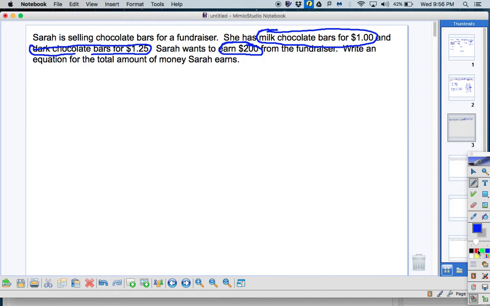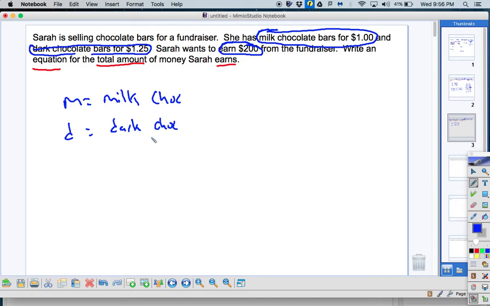So what is our task? Well, our task is right here. We need to write an equation for the total amount of money Sarah earns. Okay, so we're talking about money, we're talking about earning, and we need the total. So let's start with the expression, and then we'll talk about the equation. So the expression that we would have written, just like it was in the last example, is we have milk chocolate bars that are selling for $1. And first off, we have to define a variable. So let's use M for milk chocolate bars. And this is going to be individual bars. And we're going to use D for dark chocolate. And again, we're just counting bars.